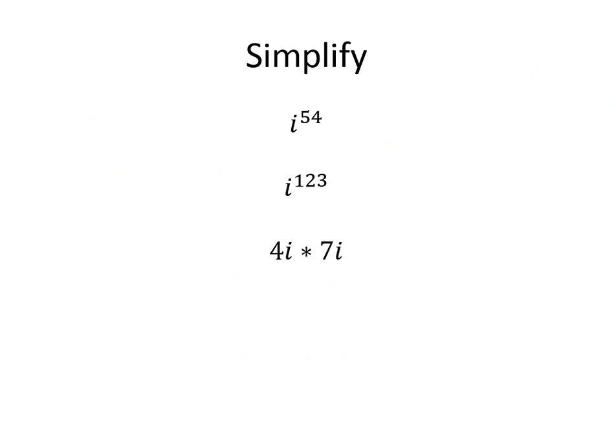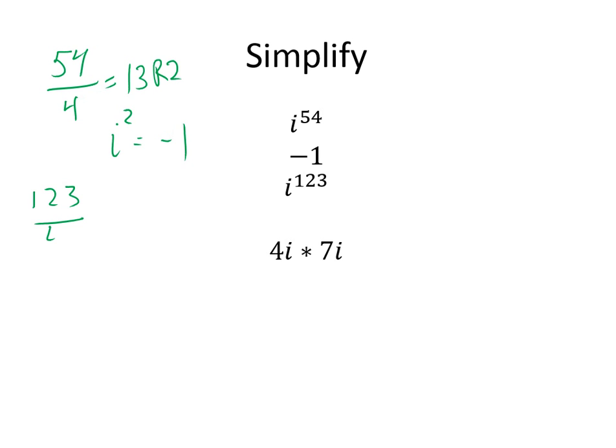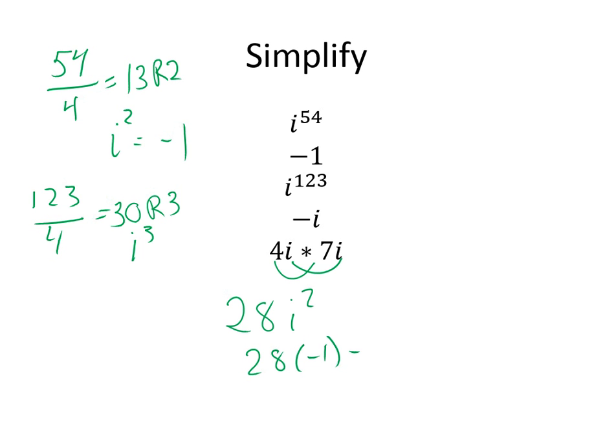Okay, so simplifying these, 54 divided by 4 would get you 13, remainder 2. So it looks like you'll have i squared, which would be negative 1. 123 divided by 4 gets you 30 remainder 3. So i^3, which is a negative i. And then the last one, 4 times 7 is 28. i times i squared would get you 28 times negative 1, which is negative 28.